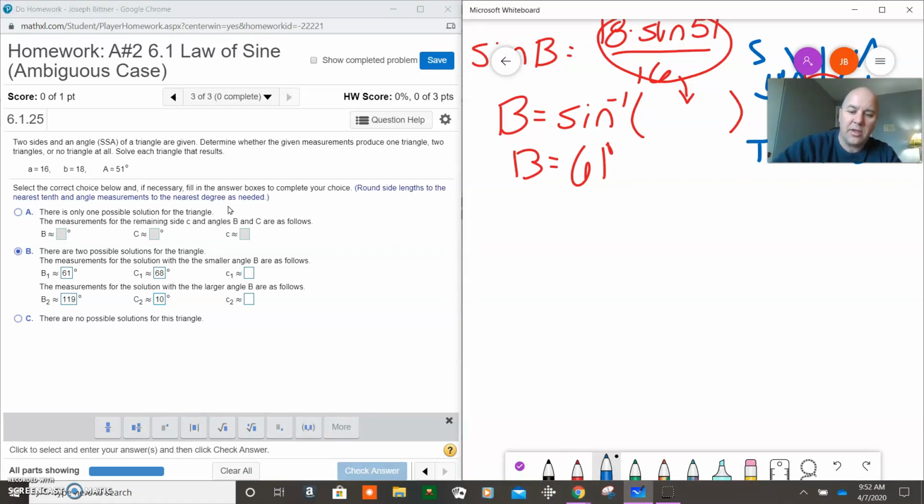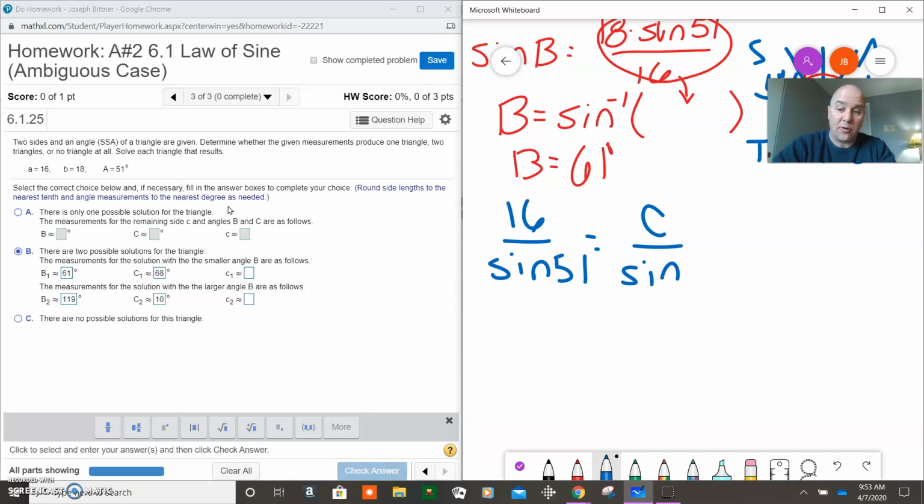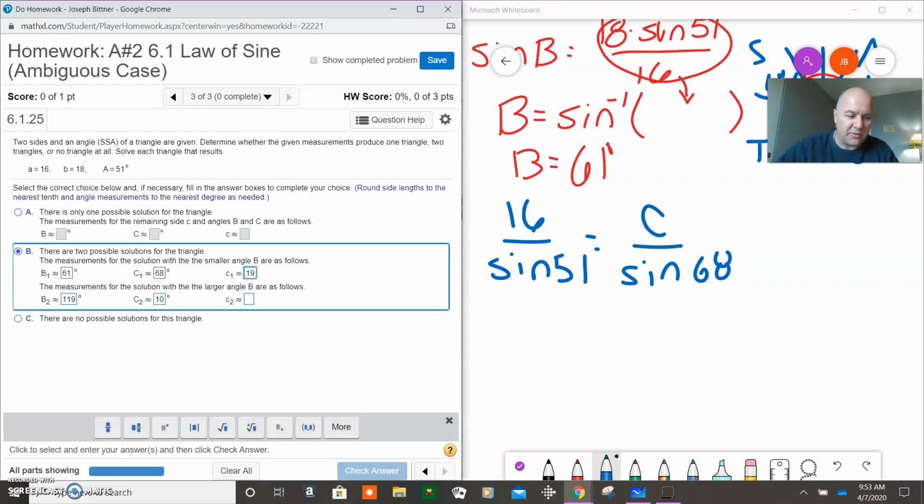And then to find C, little c as a side, I just have to go back, and let me get a different color pen here, and just do little a over sine of 51 equals little c over sine of C. Whichever one I want to solve for first, I'm going to find 68 first. I'm going to do the first triangle, cross multiply, and again, if you did the first homework from Monday, you should be well prepared with this. So what is that? 16 sine of 68 divided by sine of 51. I get 19, and again, remember the sides, they want you to go to one decimal place, so 19.1.